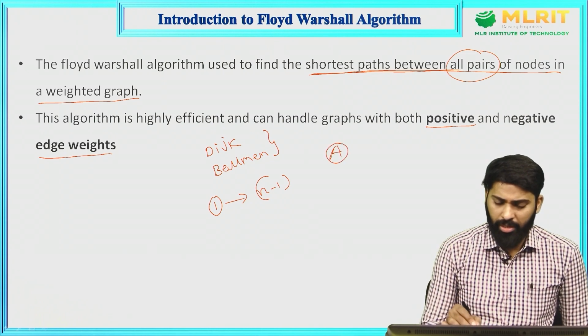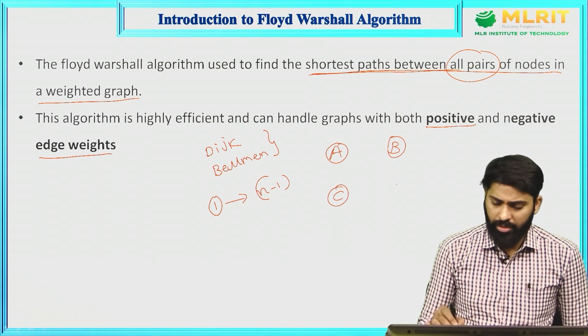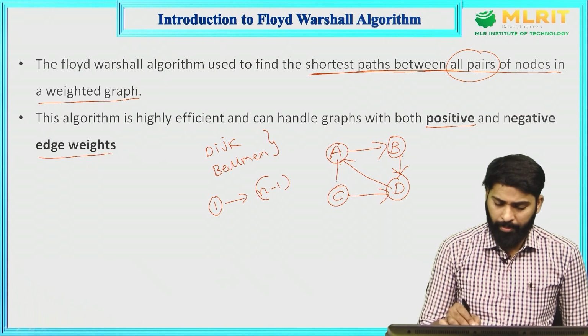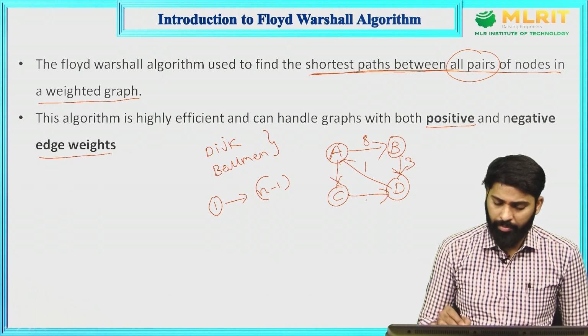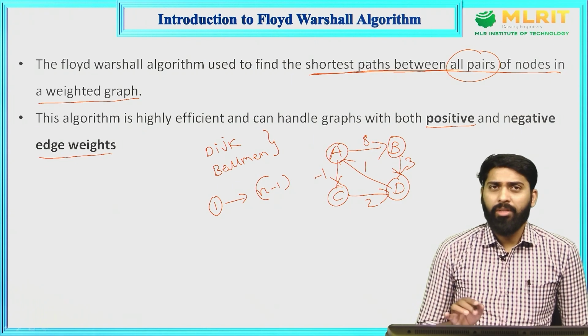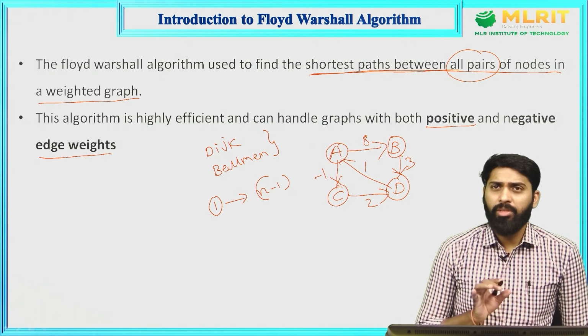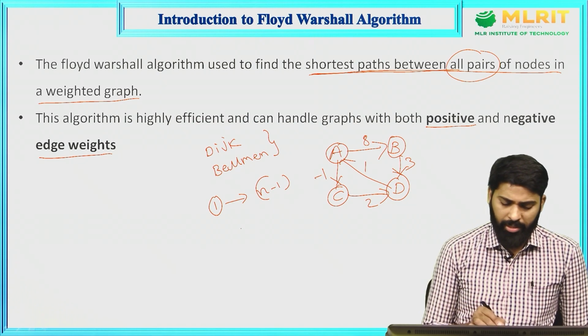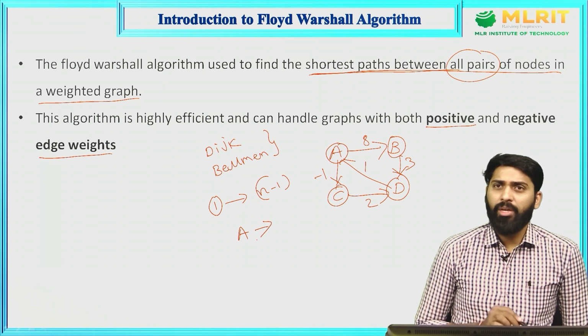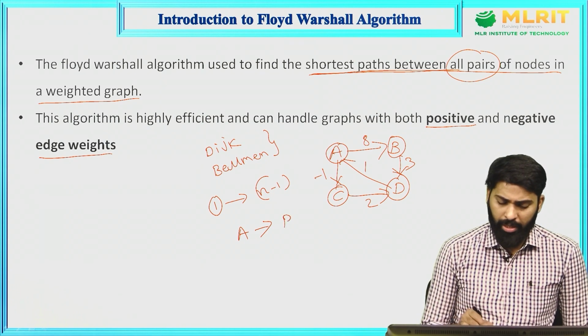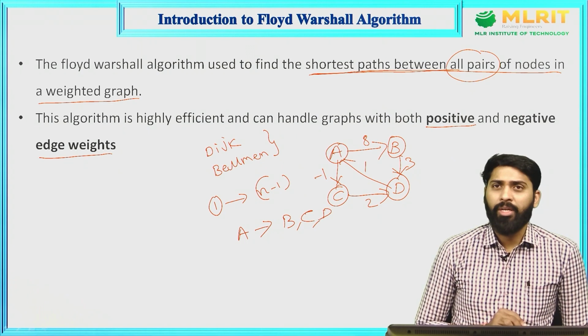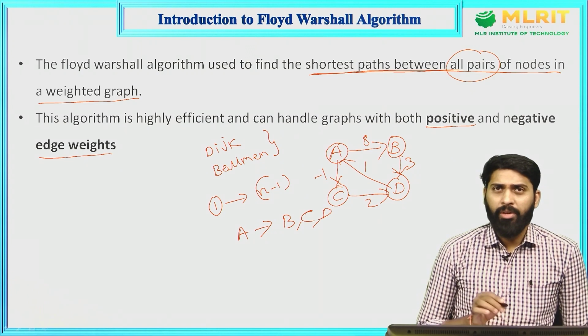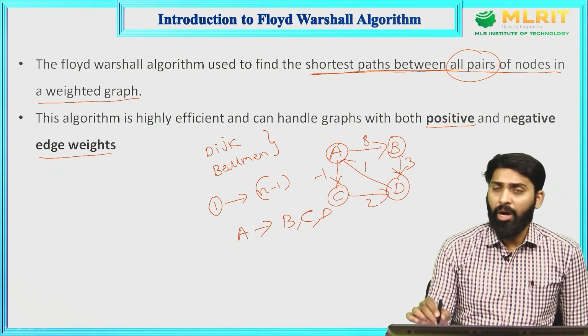Let us consider this graph. These are the weights. Dijkstra's algorithm and the Bellman-Ford algorithm are used to find the shortest path from one node to all the remaining nodes. For example, if I select A as the source, we find the shortest path for A to B, A to C and A to D. In the Floyd Warshall algorithm, we find the shortest path between all pairs of nodes.